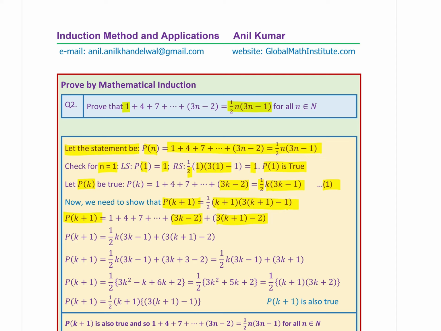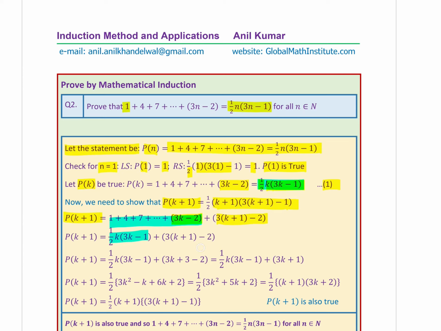Remember, the second last term which you have here is P of k. We're going to replace this with what we just found, that is, we assumed that P of k is true. So we replace this by half of k times 3k minus 1, and that's what we did here. And we'll copy the other one right away. And now it's a question of simplifying and getting into the required form, right?